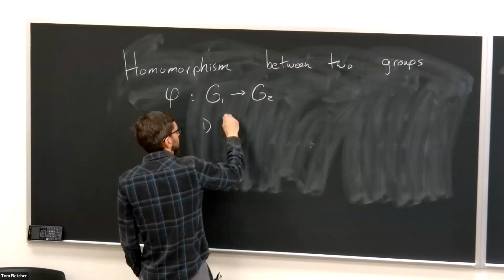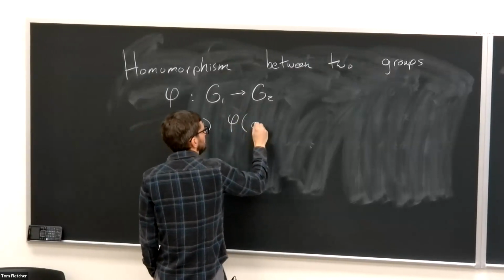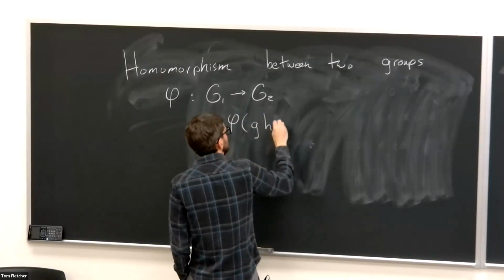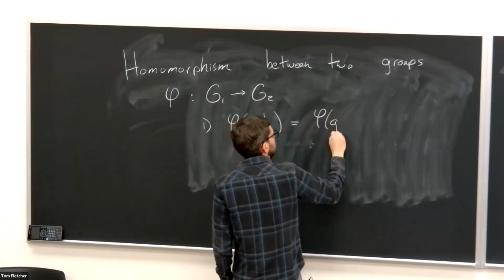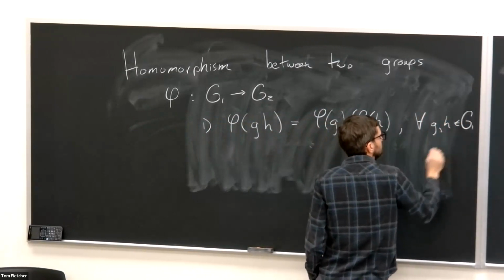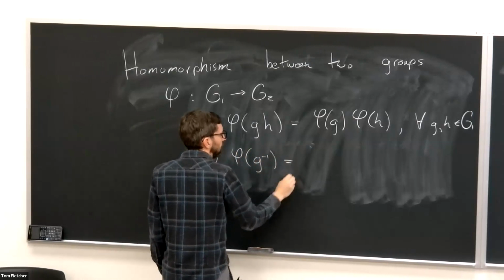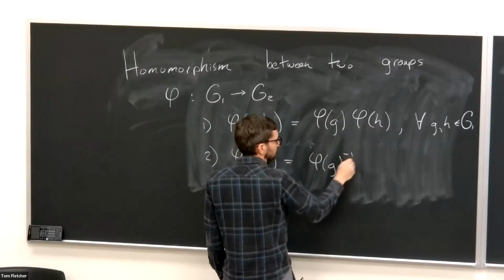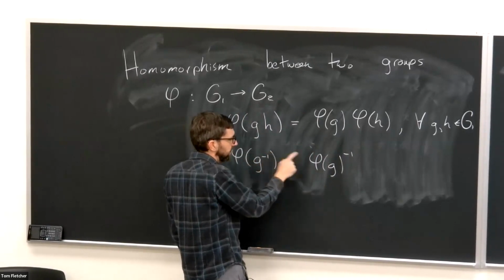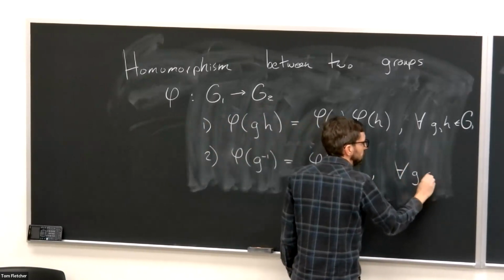It has to be the case that phi of G times H is equal to phi of G times phi of H, and this is for all G and H elements in the input group. And it has to be the case that inverses are preserved, with phi of G inverse equal to the inverse of phi of G in the output group. So this is the inverse on the G1 group. That inverse can come outside the phi and be applied after you apply phi, on the G2 group. And again, this has to be the case for all G in G1.